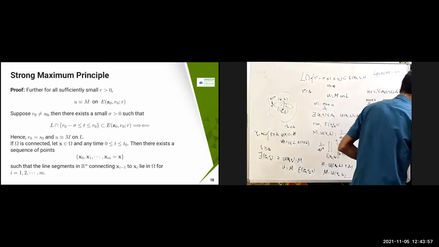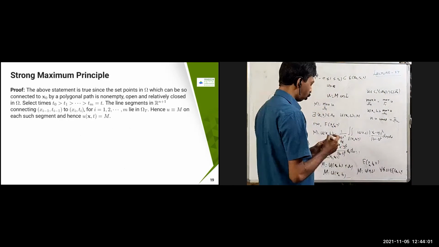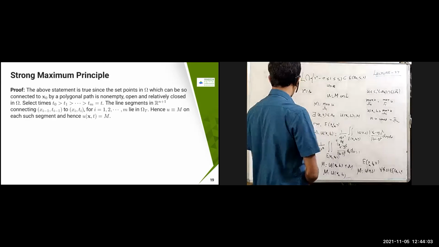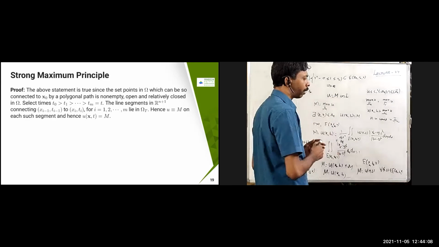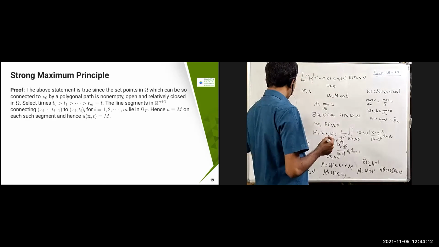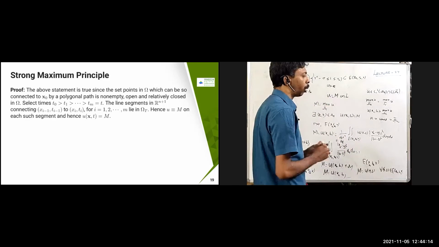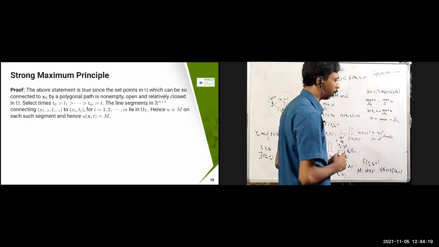For each line segment you are going to get a similar kind of thing. So it is going to be true for all the points which can be connected by a polygonal path. The line segment is going to be there, so u is going to be M on each of the segments. Therefore, it is going to be true.